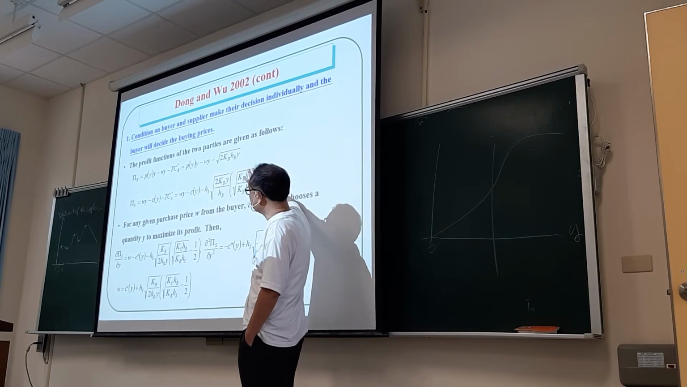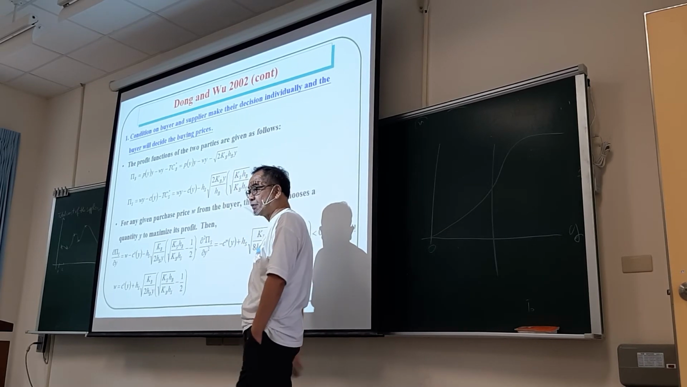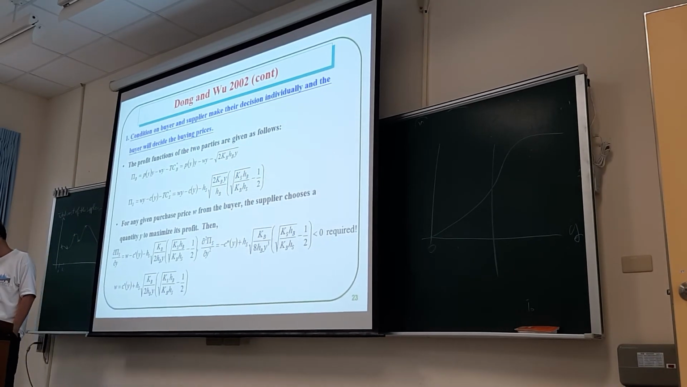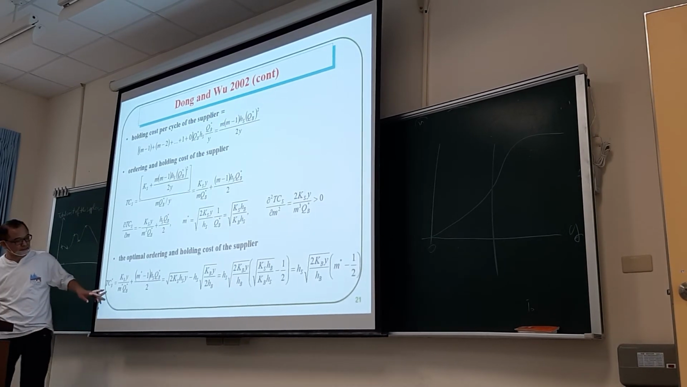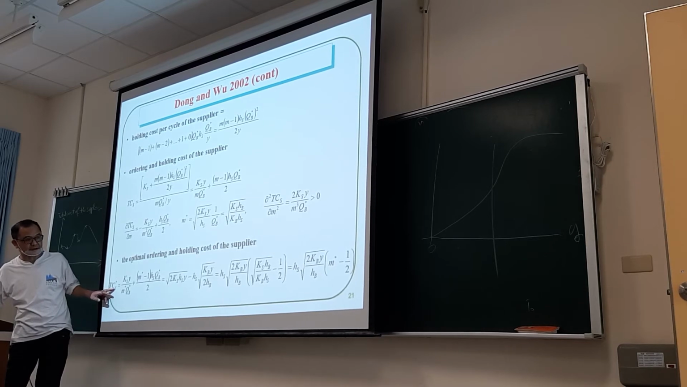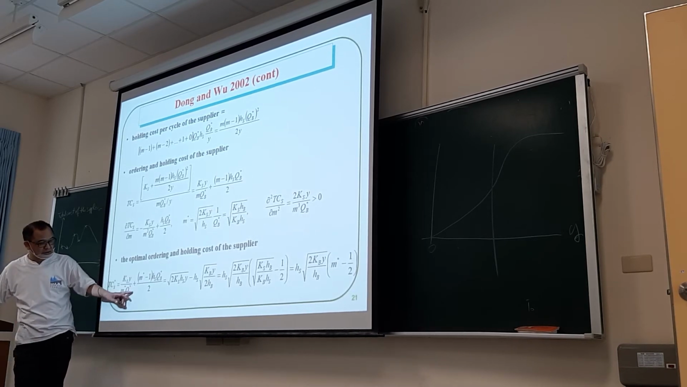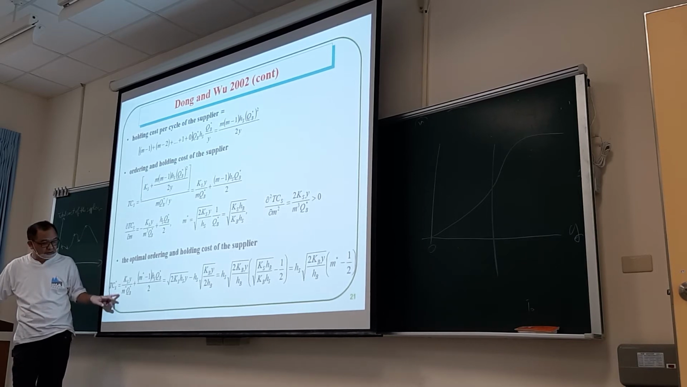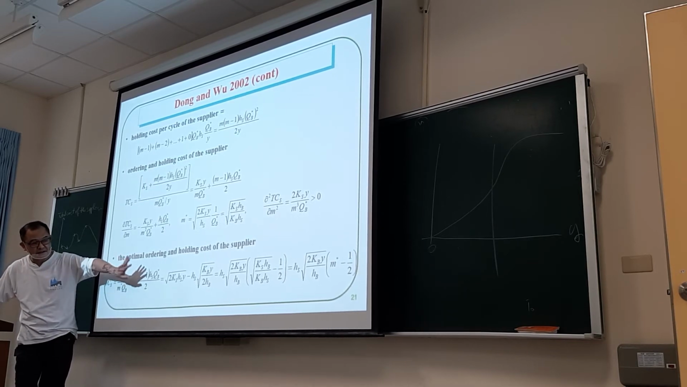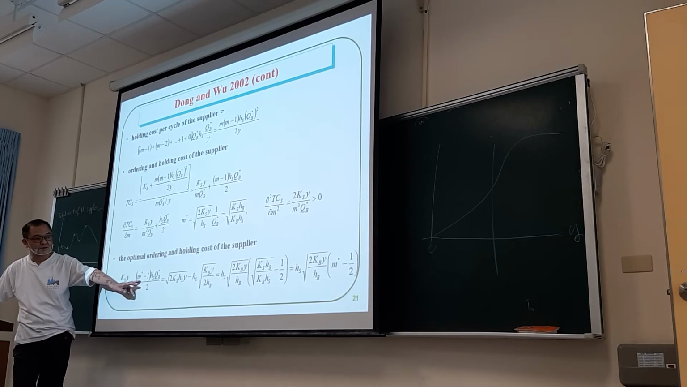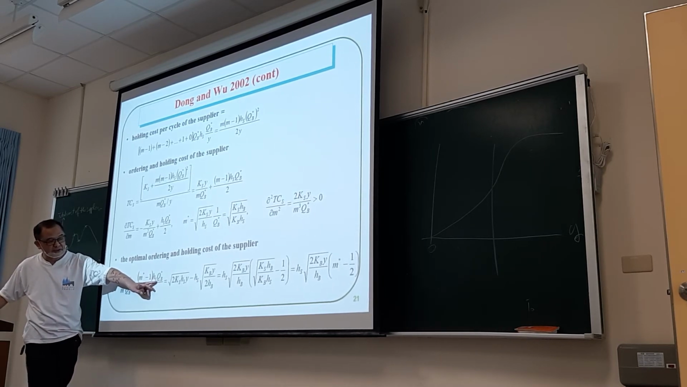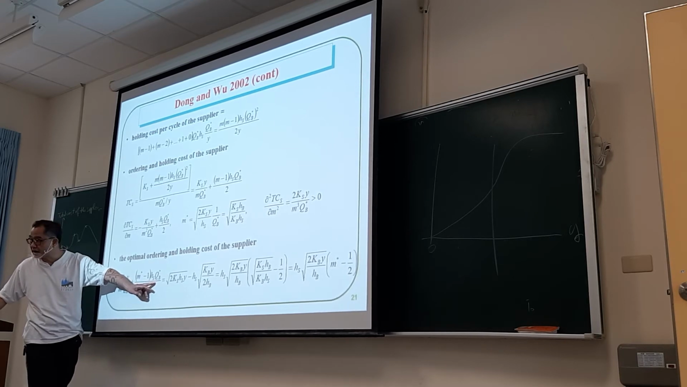Okay, we obtained this number in the previous slide. Total cost of the supply, same based on the EOQ model, right? So this is ordering cost. This is holding cost, conditional on the buyer ordering a batch with the size of QB stock.